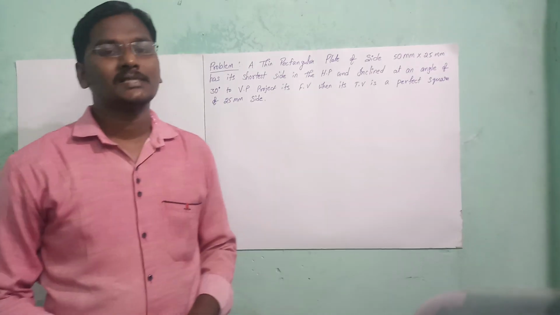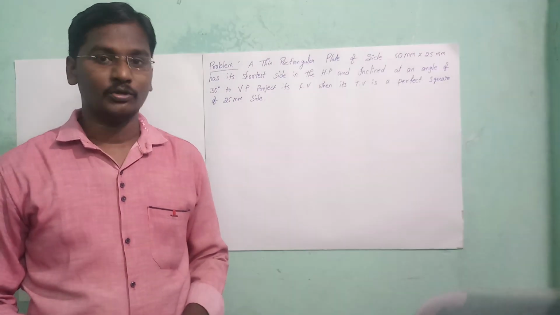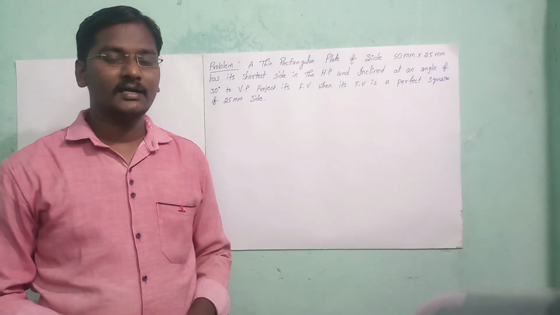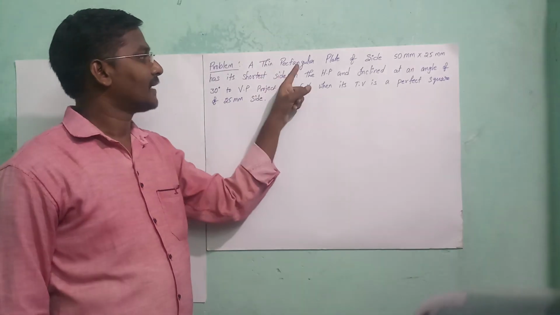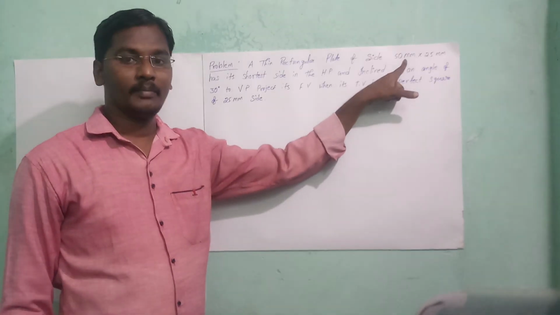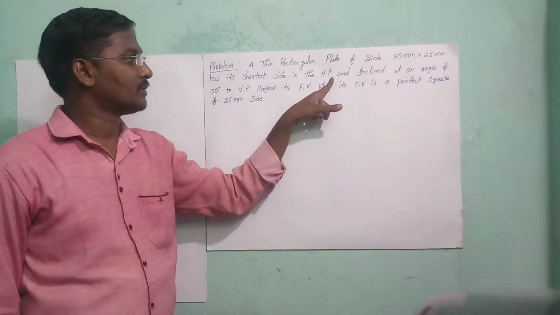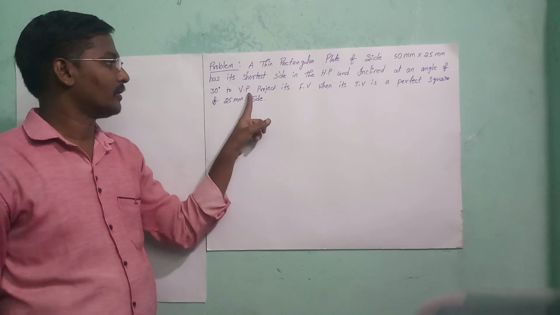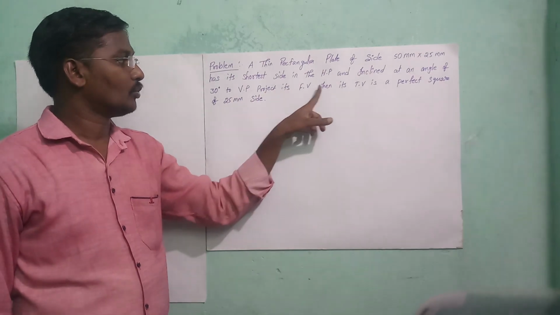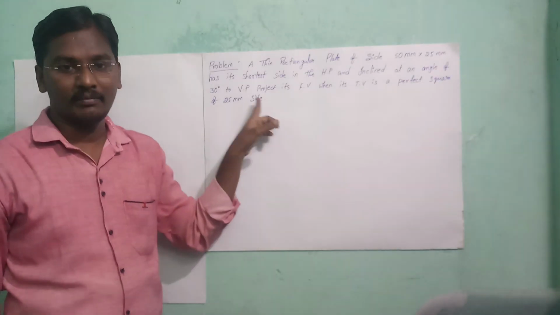Today I am going to discuss the topic of projections of planes, case 4, the plane inclined to both the planes. In that, I have taken a problem. The problem is: a thin rectangular plate of side 50 mm by 25 mm has its shortest side in the HP and inclined at an angle of 30 degrees to VP. Project its front view when its top view is a perfect square of 25 mm side.